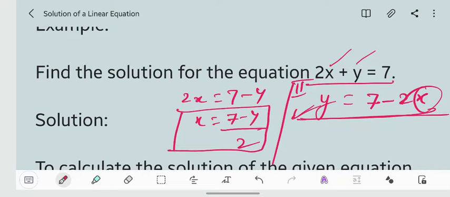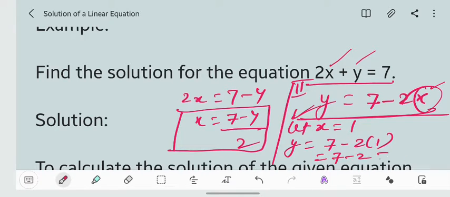So y equals 7 minus 2x. Simply take a value of x randomly. Let x equal, say, 1. So y will be 7 minus 2 into 1, that becomes 7 minus 2, which equals 5. That implies y equals 5, right? So at x equal to 1, you got the value of y as 5. Similarly, you can choose any other random values to get the respective values of y. I hope I am clear here.